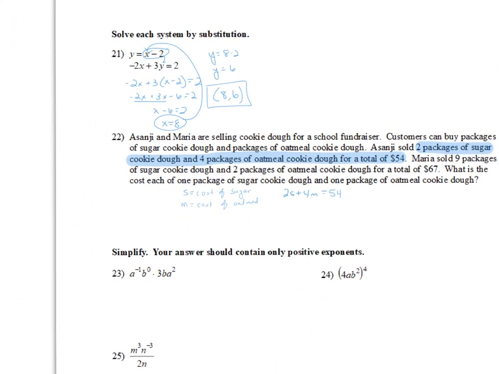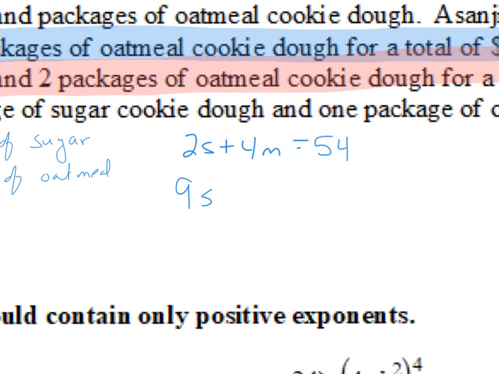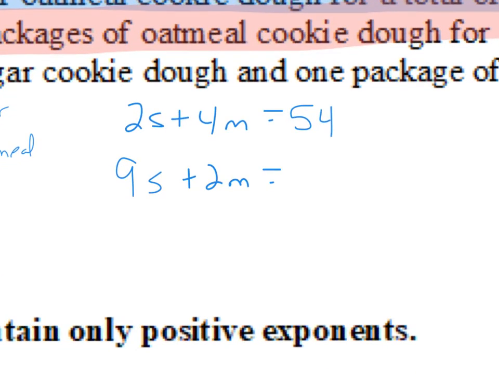Okay, now I read the second sentence here. It says 9 packages of sugar, 2 oatmeals for $67. So 9 sugars, 2 oatmeals, and my amount was $67. Okay. All right, so I'm going to just use elimination here, and I'm going to make these m's go away. And to do that, I'm going to just multiply the bottom here by negative 2.